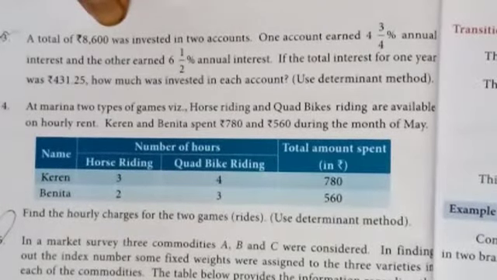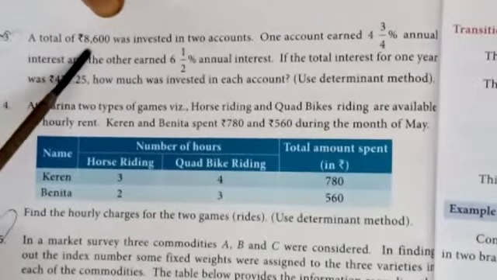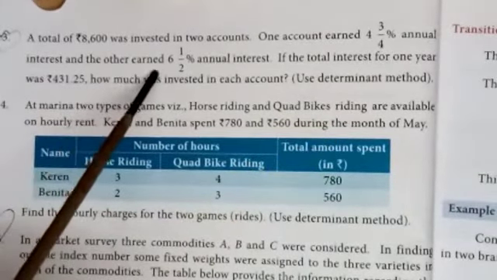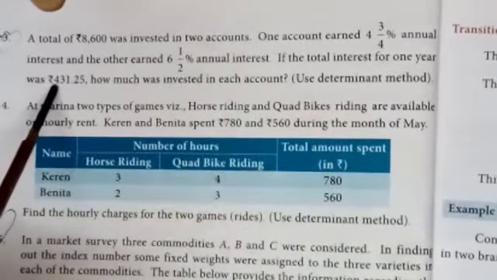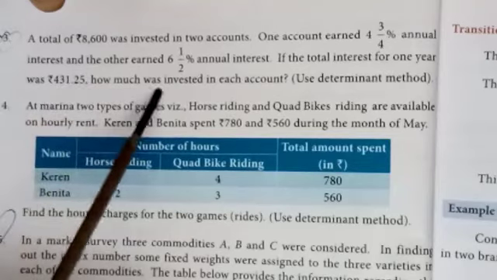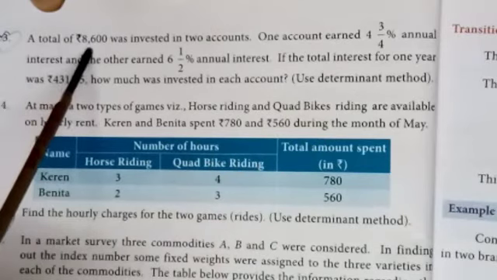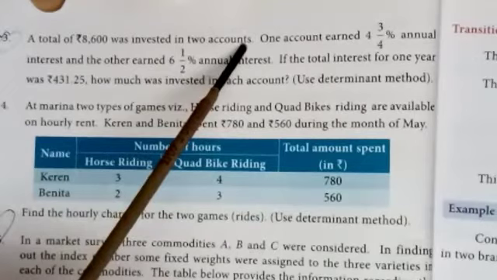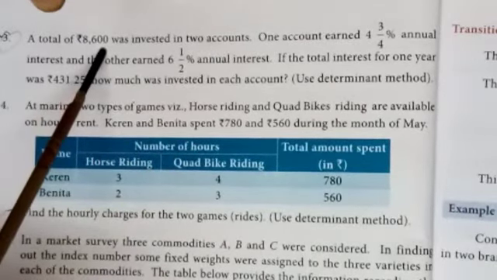Exercise 1.2, third problem. A total of rupees 8,600 was invested in two accounts. One account earned 4 3/4% annual interest and the other account earned 6 1/2% annual interest. If the total interest for 1 year was rupees 431.25, how much was invested in each account? Using the determinant method, the total amount 8,600 was invested in two accounts. So let x and y be the two accounts. So the sum x plus y is equal to 8,600.